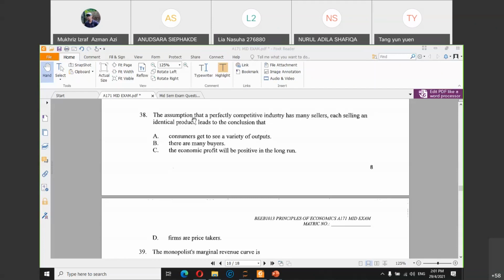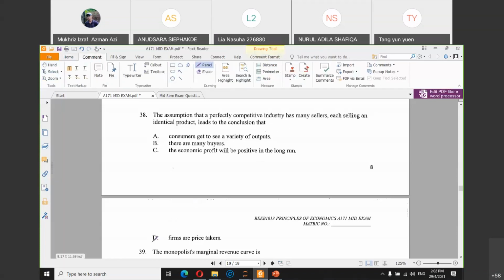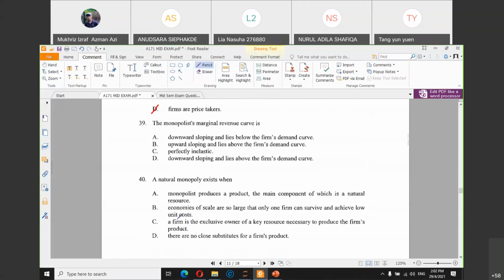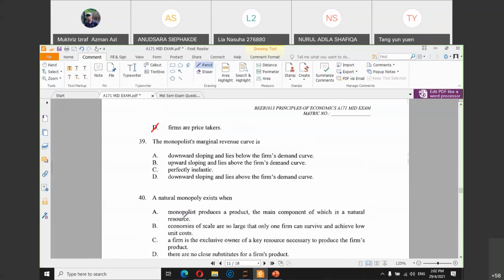The best answer should be D: firms are price takers, meaning they accept whatever price is set by the market. Profit will be zero, not positive, in the long run. There are many buyers, but that has nothing to do with many sellers. As for variety of output, the products are similar, so there is no variation because the companies are just selling the same thing. So the accurate one should be firms are price takers. Okay, 39.